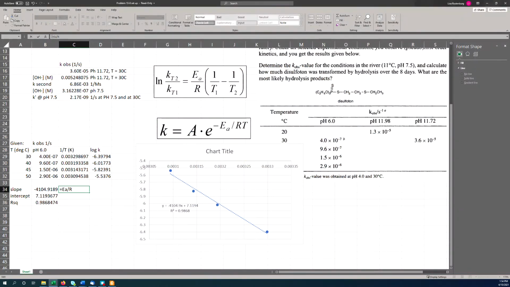Put our little apostrophe here. That will make it all better. Okay, so that's our activation energy over R. And the slope, again, is rise over run, and the rise is the log k, which has units of 1 over seconds, and the run is 1 over T.